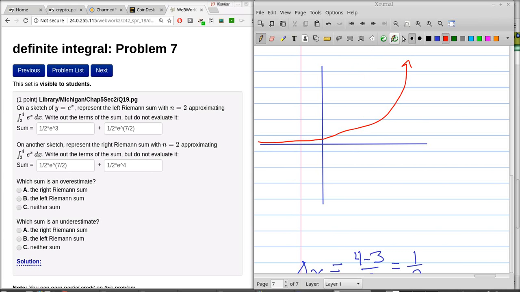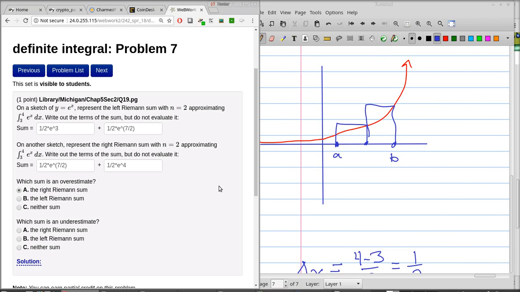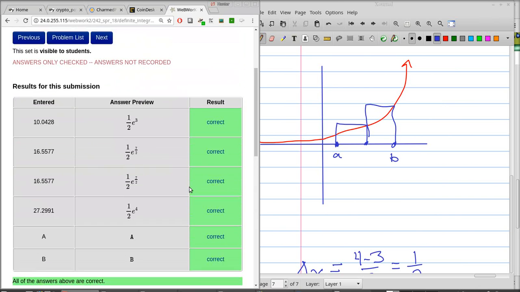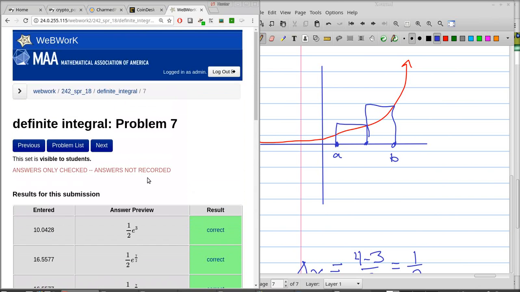Okay, so we're drawing some rectangles. Here's A, let's say, and here's B. We're just drawing 2 rectangles. So because this function is increasing, if we use the right-hand rule, we get an overestimate. So the right sum is the overestimate, and for similar reasons, the left sum is going to be an underestimate. Check answers. There you go. That's why I'm the professor. Next problem.